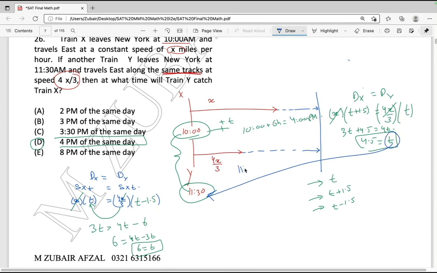So after that, either of them would have worked. 11:30 plus 4.5, you still end at 4. 0.5 is 30 minutes. 11:30 plus 30 is 12, and then 4 hours.